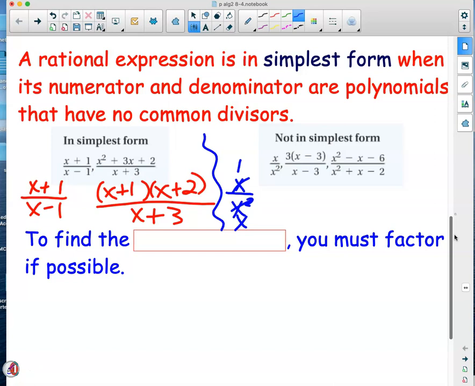Now the next one says 3 times the quantity x minus 3 over x minus 3. There's subtraction in those two. We can't cancel them. But look at what we have outside that subtraction. We have parentheses showing multiplication. So we can cancel if we see a perfect match, and that's what this is right here. So this one would simplify to 3.